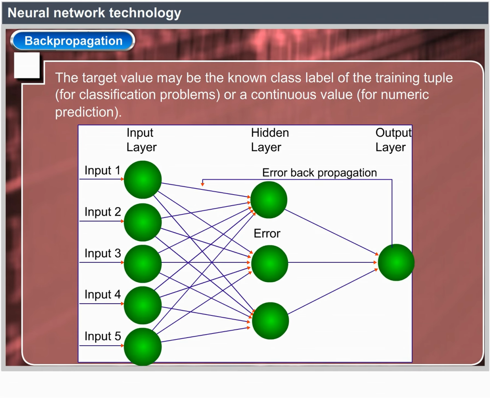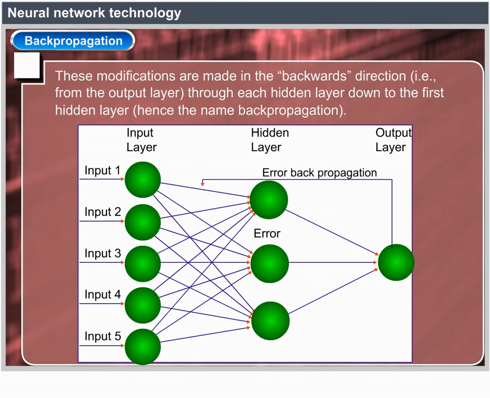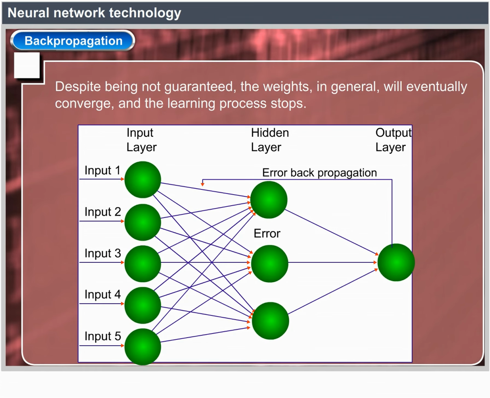For each training tuple, the weights are modified so as to minimize the mean squared error between the network's prediction and the actual target value. These modifications are made in the backwards direction, that is, from the output layer through each hidden layer down to the first hidden layer, hence the name backpropagation. Although it is not guaranteed, in general the weights will eventually converge and the learning process stops.